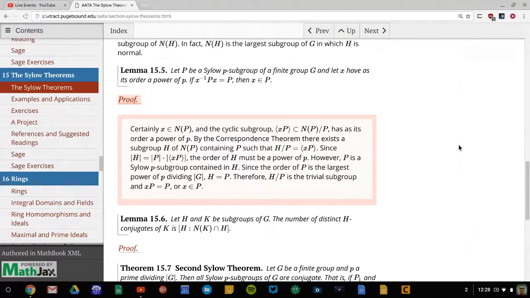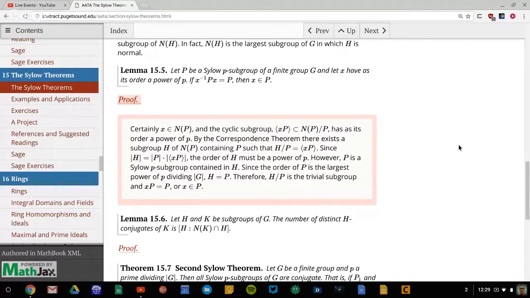So if H is another subgroup having size a power of P that contains P, well, the only way that can happen is if P is the whole of H, okay? Because P is a maximal P subgroup. So that's what we say there. P is a Sylow P subgroup containing H, so it must be that actually H is equal to P.